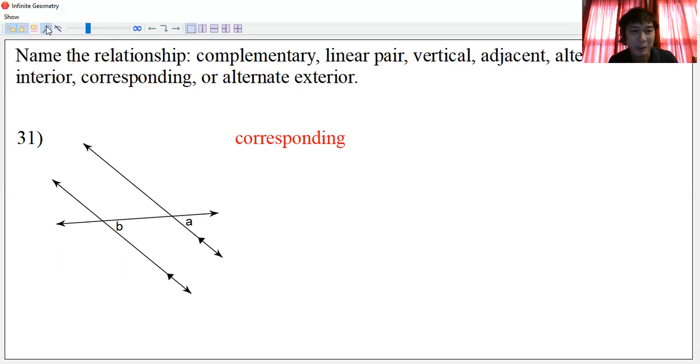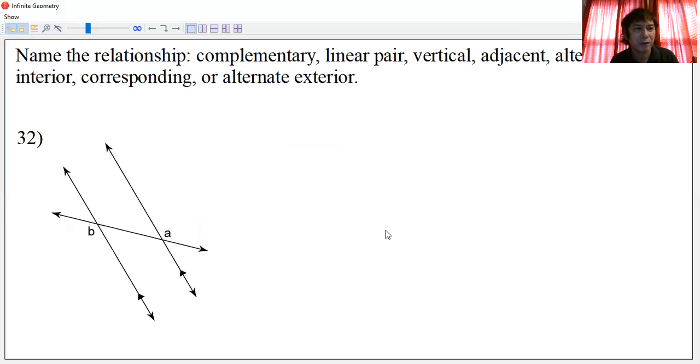I was able to reveal the answer, but it's okay. Corresponding angles. The two angles are both on one side of this line, and one is interior and one is exterior. So you call that corresponding. Let me click the reveal answer key so I can remove it there, and then proceed to 32. I think this is up to 36.